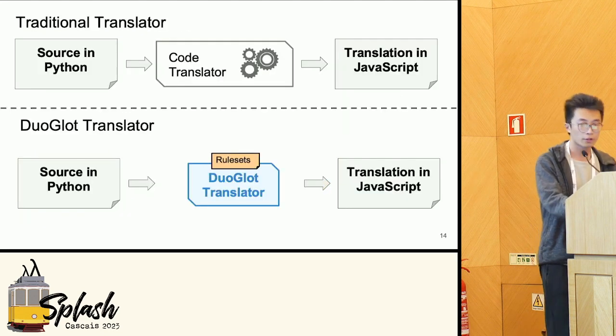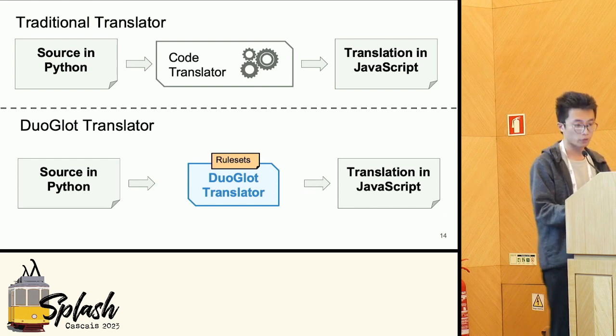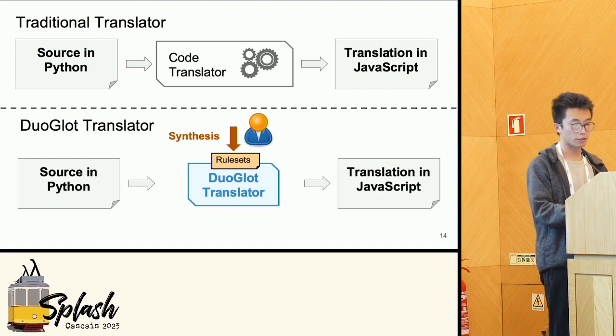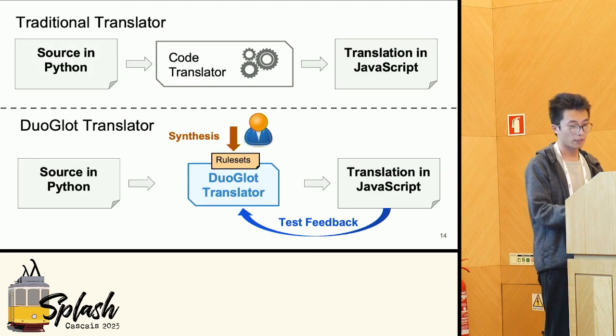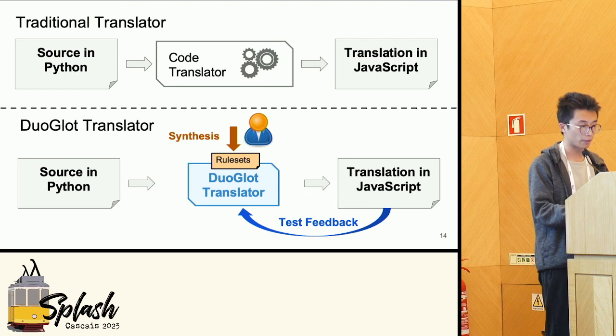Notice that DuoGlot differs from traditional code translators in 2 aspects. The first is that the translation rules are synthesized from user-provided code snippets. And the second is that the translation process is iterative and automatically leverages test feedback from unit tests.